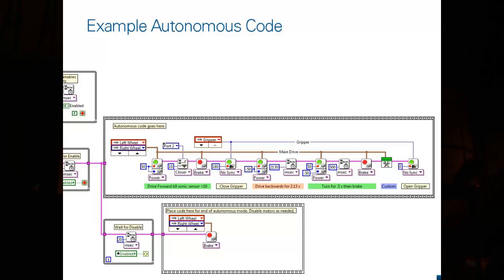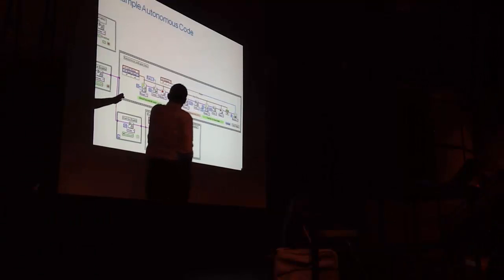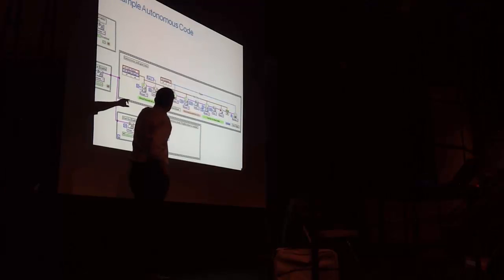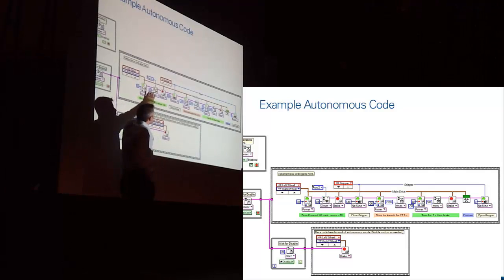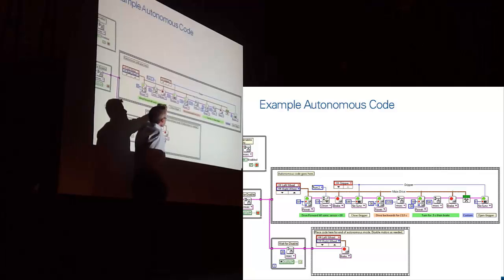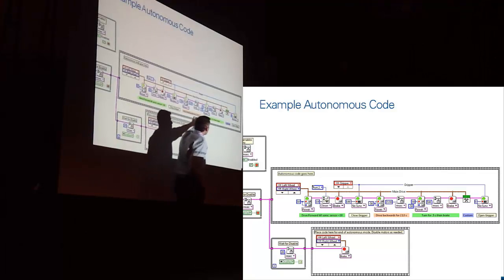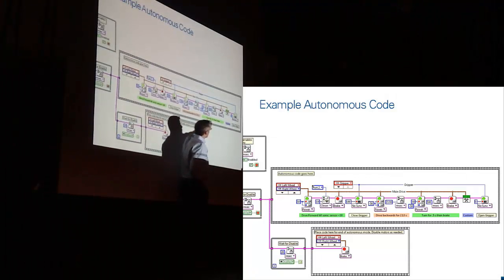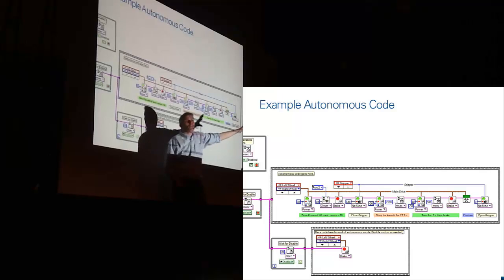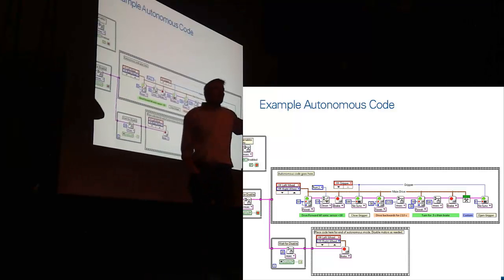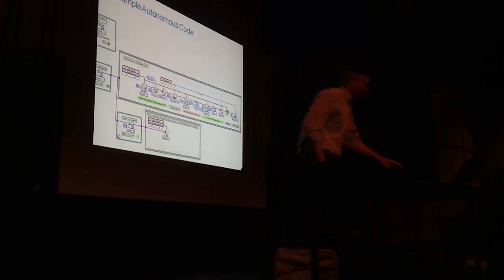So this is an example from the autonomous code. You're driving forward until you come to a sensor that's closer than 10 centimeters, then you brake, then it closes the gripper, then you drive backward for 30 seconds, and turn for 0.5 seconds, and then brake, and then you can integrate some custom functionality and open the gripper again. So something like that could go into your autonomous mode.